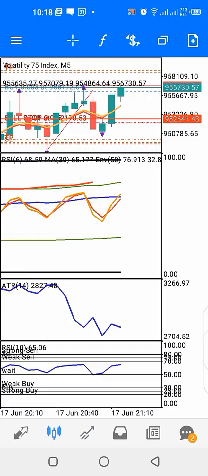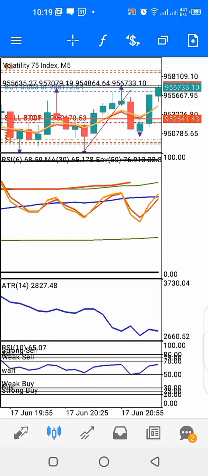So I have two running trades: a buy trade of 0.003 and a sell trade of 0.001, and I have a pending order, a sell stop of 0.008, in case price continues to go down. But for now, price is going up.